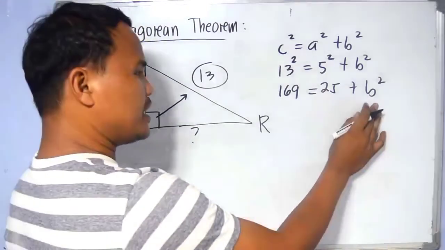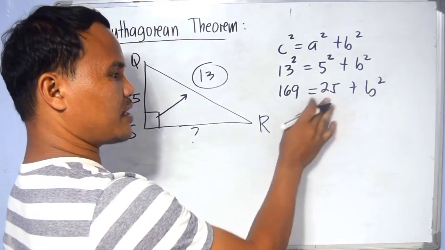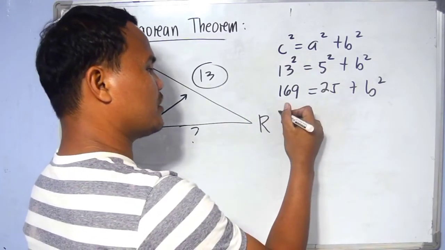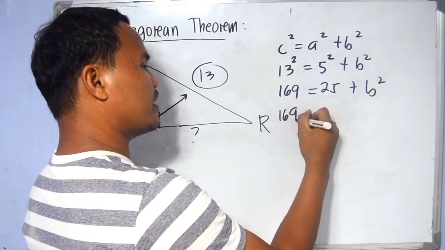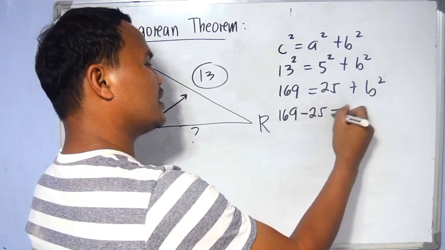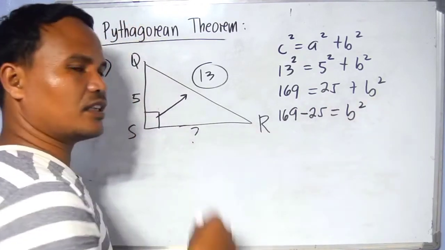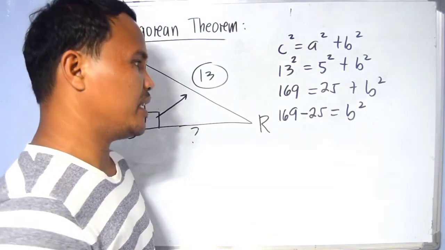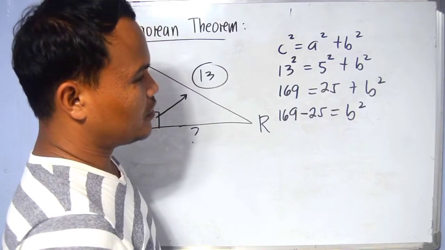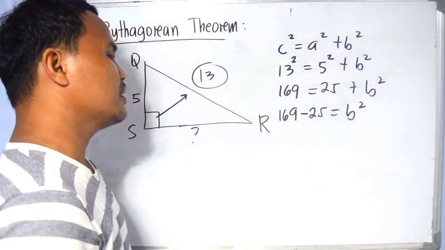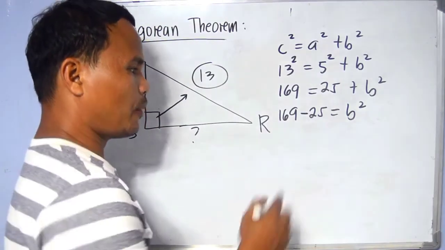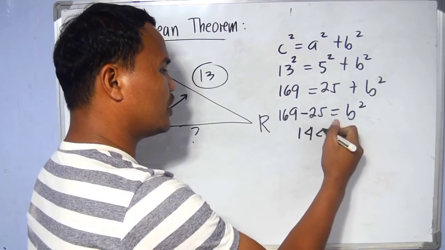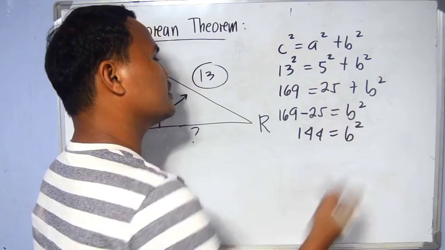How do we solve for B? We are going to transpose 25 to the left side of the equal sign, so we have 169 minus 25 equals B squared. We shortcut the process, but the idea here is the addition property of equality or subtraction property of equality. So 169 minus 25 is 144, equals B squared.